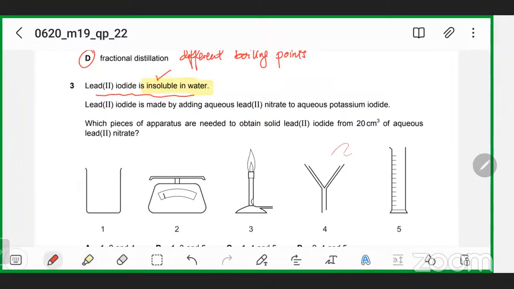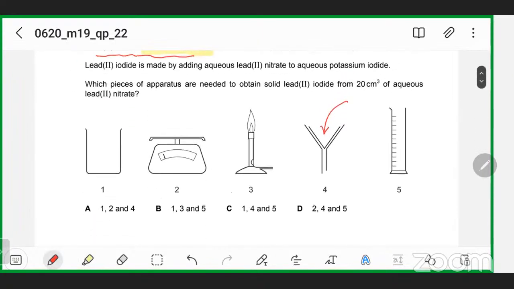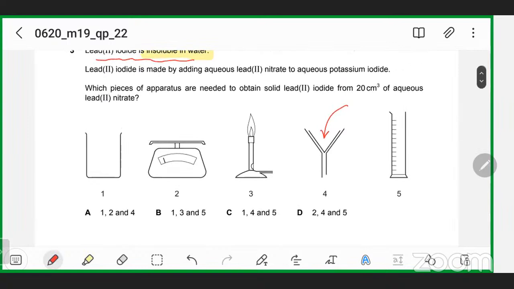ठीक है, so a funnel with a filter paper, that's fine. What else, by the way? Beaker. Yeah, you need something to mix the aqueous lead nitrate and the aqueous potassium iodide, so that would be a beaker. और उनको measure कहाँ पे करोगे? You'll probably use a measuring cylinder because he wants 20 cm cubed, so probably this one as well. So you don't need a balance, you don't need a flame. So it's 1, 4, and 5. So it's going to be C. Next part.